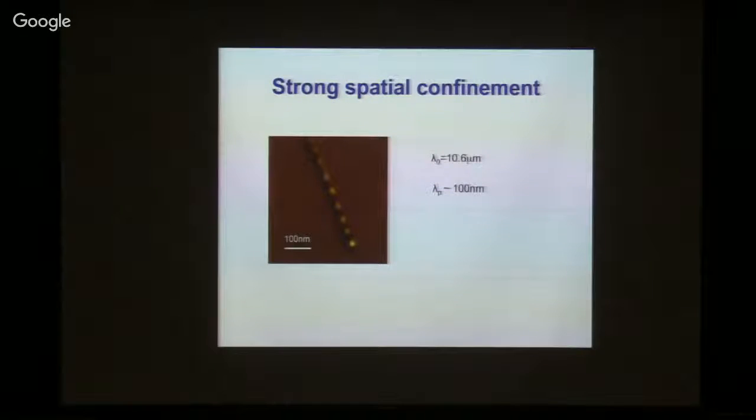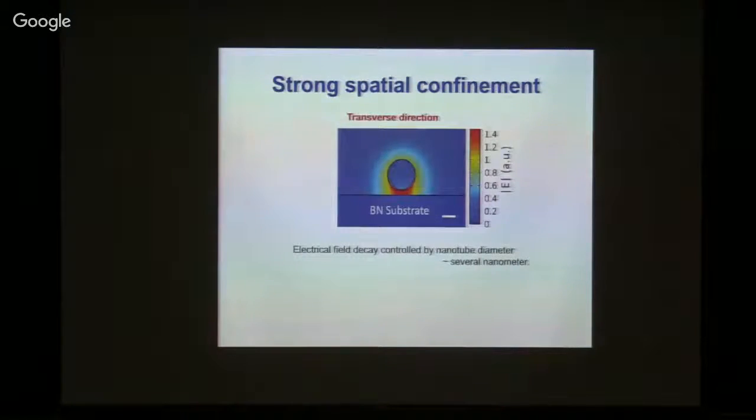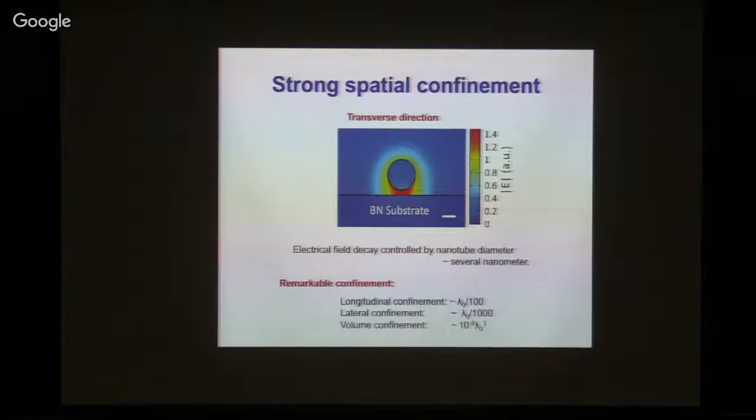So even when we use a 10 micron excitation, the plasmon wavelength inside the nanotube is about 100 nanometers. So there is a confinement of about 100 times. But when we think about the field in the transverse direction, it decays even faster, because in a 1D system, the electric field decays as 1 over r, so it will decay around the diameter of the nanotube. So there's a confinement of more than 1,000 in the transverse direction.